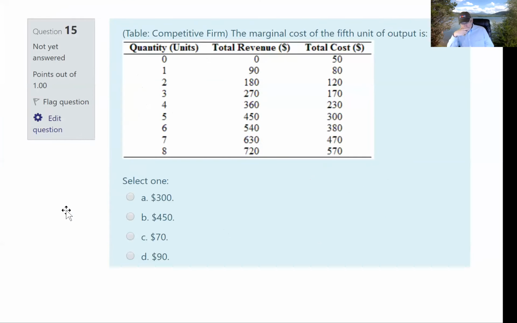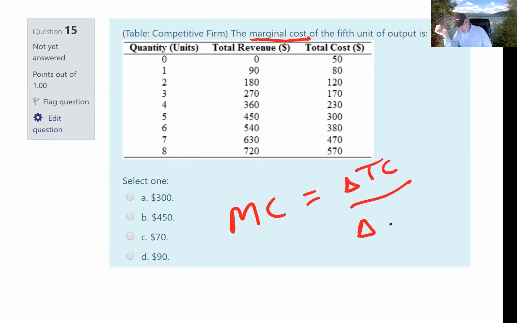Number 15. Really important question. The marginal cost of the fifth unit of output is... You know what marginal cost is, and you take your time. This is a simple question, but refresh your memory. Marginal cost, what's the definition? Marginal cost is just the change in total cost divided by the change in quantity.